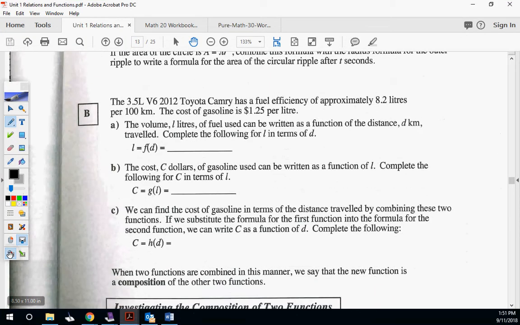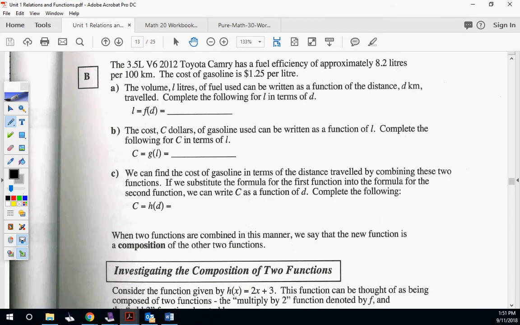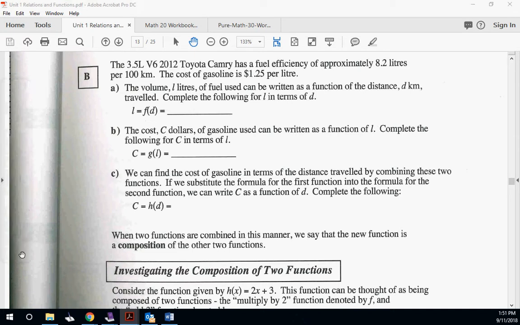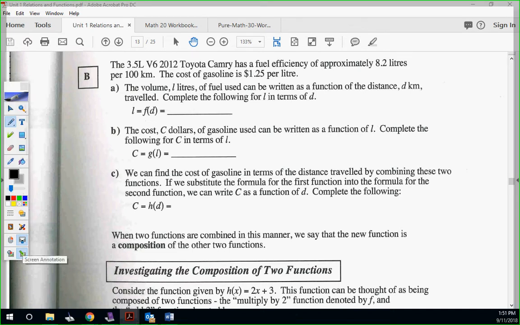So now let's look at B here. When we have B, this part's just kind of irrelevant. It's a bunch of numbers which I don't like. Makes you like, what is that? 3.5 liters V6 2012 Toyota Camry. Okay, just so you know the specifics. It has 8.2 liters per 100 kilometers. The cost of gasoline is $1.25 per liter.